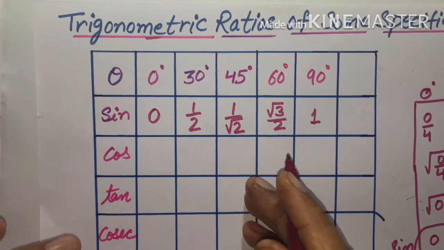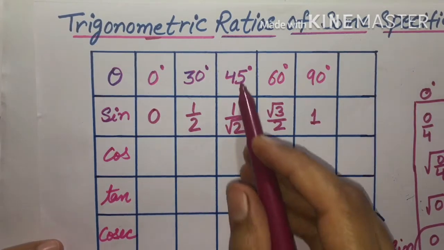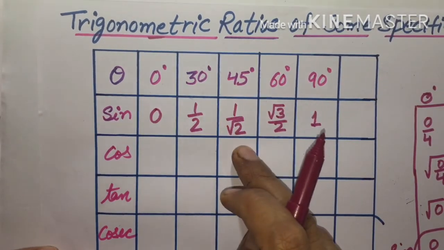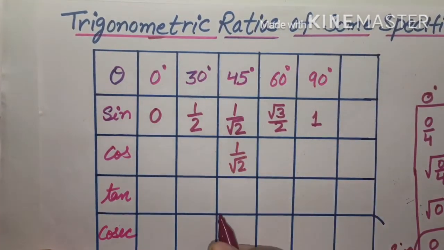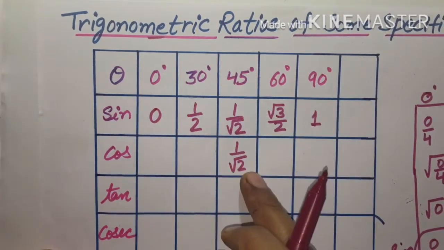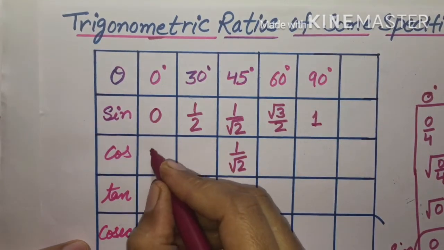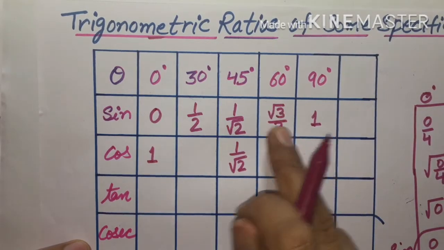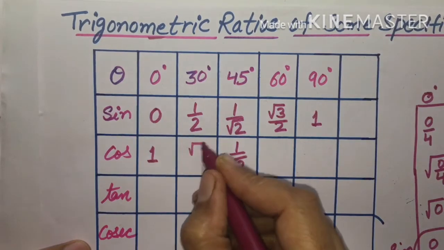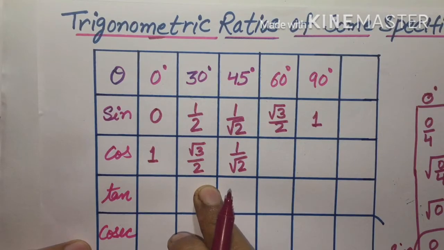Now with the help of these, we will find the values for the other trigonometric ratios also. The tip is that the value under 45 degree will remain the same. So for cos also it will be 1 upon root 2, and the other values will be reversed: the 1 in the last will come in the beginning, in the first column here. Then root 3 upon 2 in the 60 degree will come under 30 degree. So cos 30 degrees is root 3 upon 2.